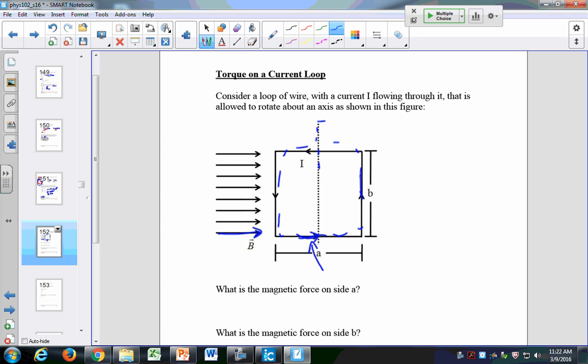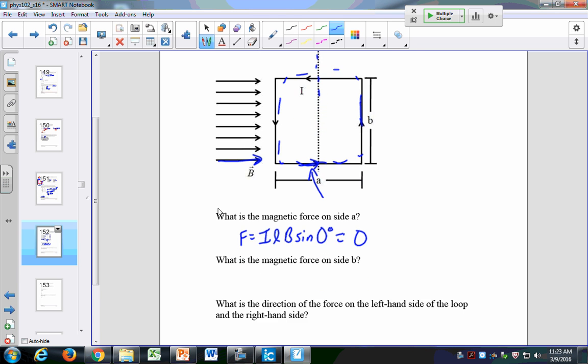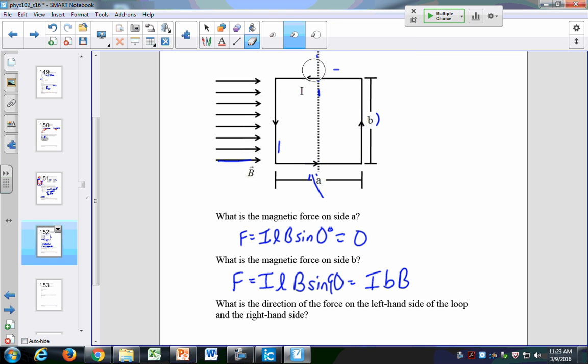It's going to be zero, right? Because the angle between the magnetic field and the current is 0 degrees, the sine of zero is zero. So since F equals ILB sine of 0 degrees here, that's going to equal zero. Because the current and the magnetic field are in the same direction, there'll be no force. And then the force on side B is going to be given by F equals ILB sine of 90, which is going to be the current times the length of side B, little b, times the magnetic field B, I times little b times B. And we can figure out the direction too, which would be helpful for us.